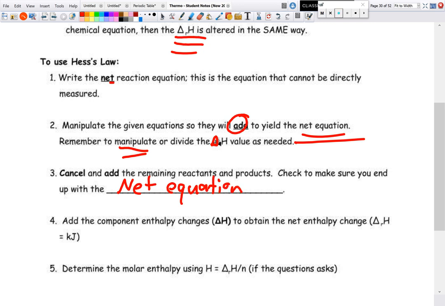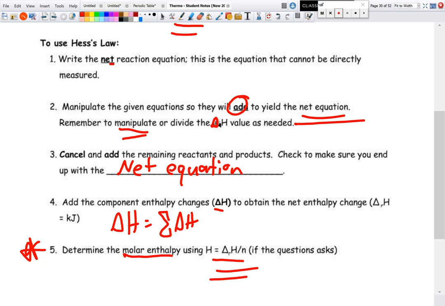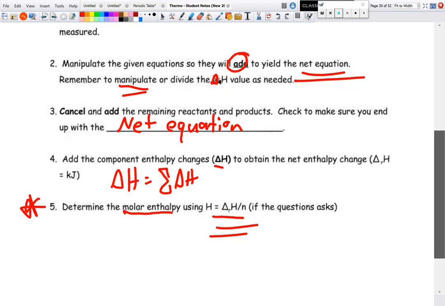Right, so this is just double checking our work, making sure that we actually manipulated everything correctly. Once we have all that, we are going to add all of our enthalpy values together, right? And that's where delta H for the reaction is going to equal the sum of all of the smaller reactions. Step 5 is optional, but you have to read the question just in case. It asks for the molar enthalpy using this equation, and that's, of course, if the question asks. So, like I said, we're going to look at our first example, and then hopefully all these will make a little more sense.